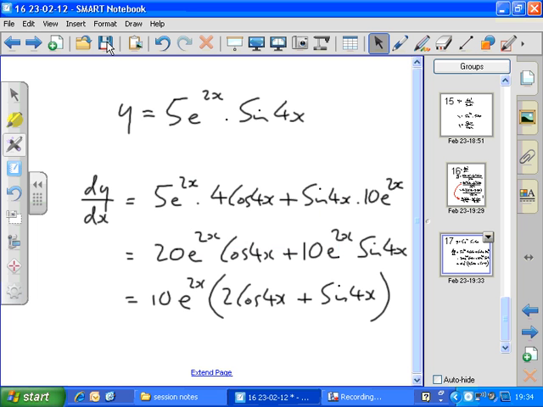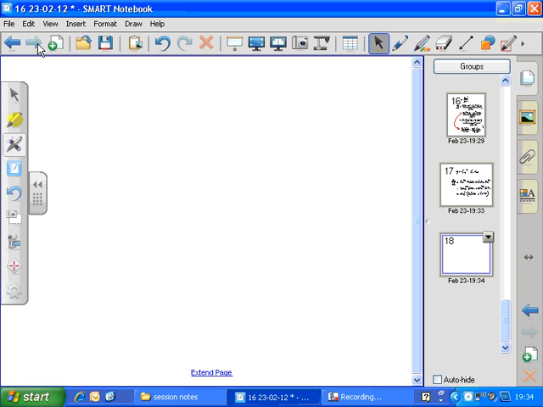Let's look at the last one, because that's quite an interesting one. y equals sine x over cos x.